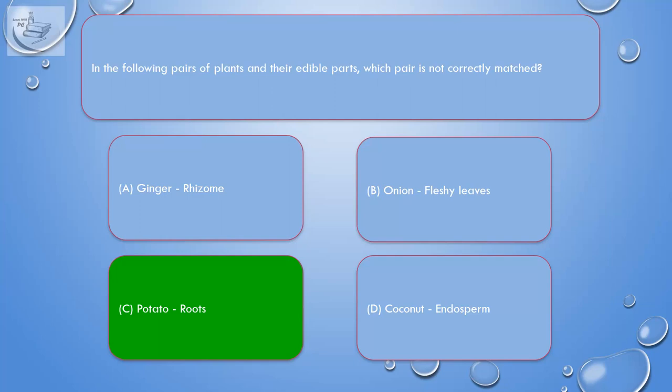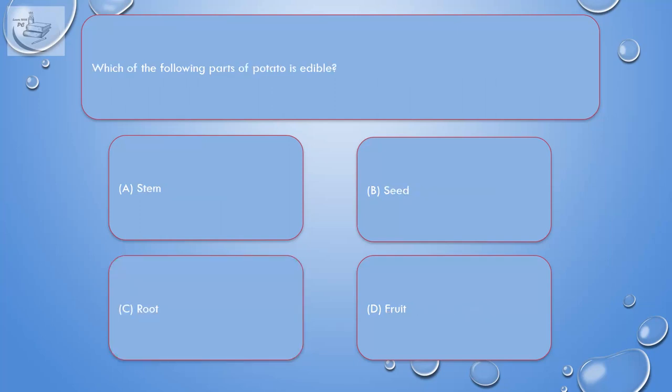Roots. Question: which of the following parts of potato is edible? A. Stem. B. Seed. C. Root. D. Fruit. Correct answer is A. Stem.